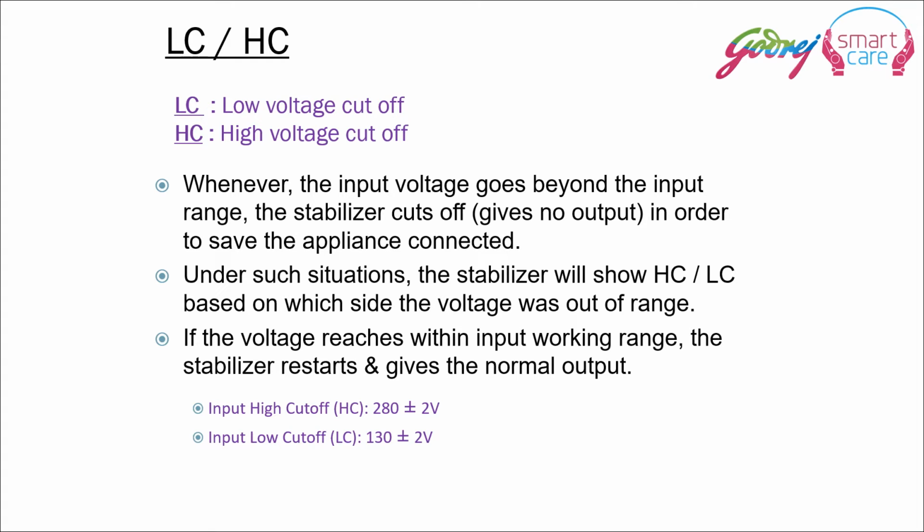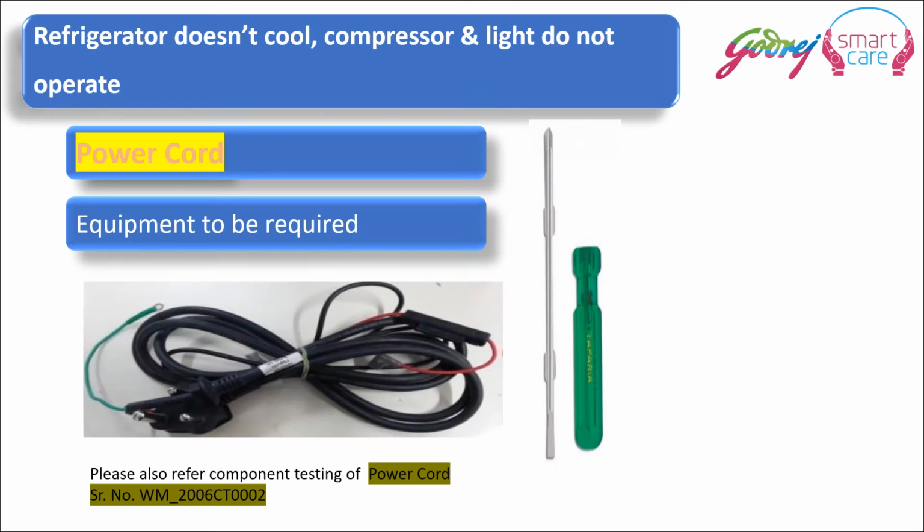LC error is for low voltage cutoff. HC error is for high voltage cutoff. If the voltage is lower than 130 volts, then LC, and if the voltage is higher than 280 volts, then HC cutoff will be activated on the stabilizer and it will give that error.